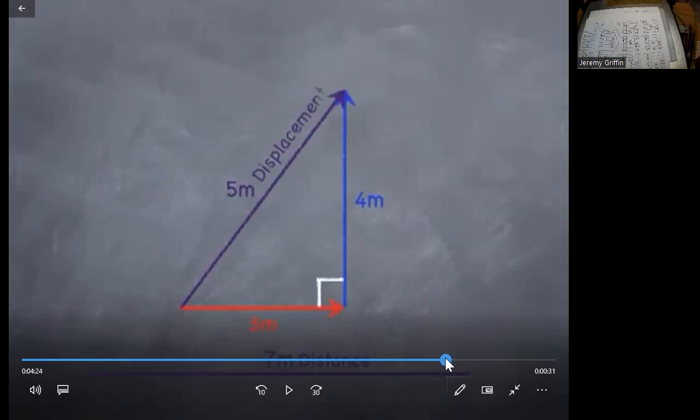Hey, if you went 3 meters east and 4 meters north, what distance did you walk? 7 meters. Okay, so the displacement is 5 meters, the distance is 7 meters. In this class, we usually care a lot more about displacement than distance, right? Oops, that was my next question.